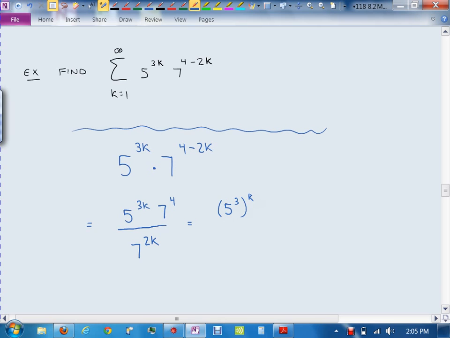Isn't 5 to the 3rd to the k the same as 5 to the 3k? Because something to a power, you multiply the powers, don't you? Times 7 to the 4th over, how can I do the bottom one? 7 to the 2nd to the k? Yeah, let's go ahead and figure out what's 5 cubed. 125. So I've got 125 to the k times 7 to the 4th. I don't really want to multiply that out. Over what? 49 to the k?